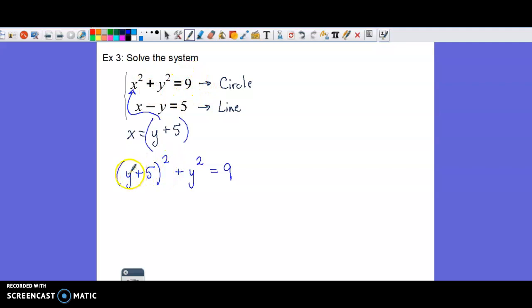Just be careful. Make sure that you FOIL this out as you solve. Okay, so it's y squared. The outside term would be plus 5y. The inside term would be plus 5y. That would be 10y. And 5 squared is 25.